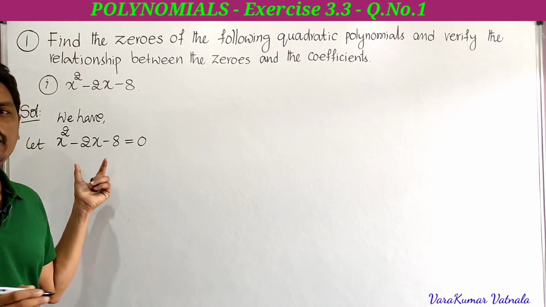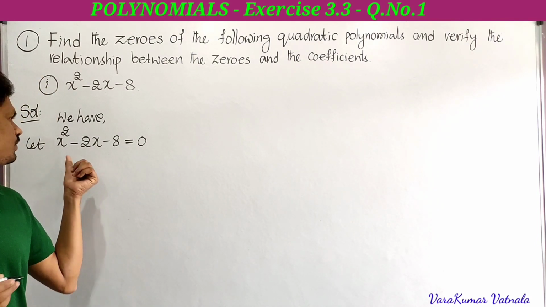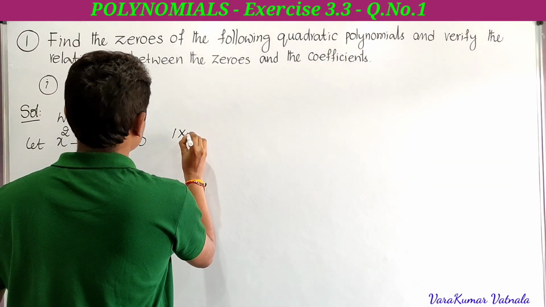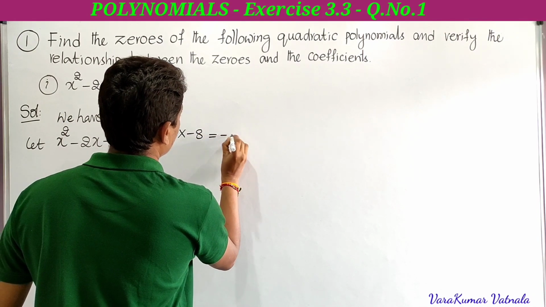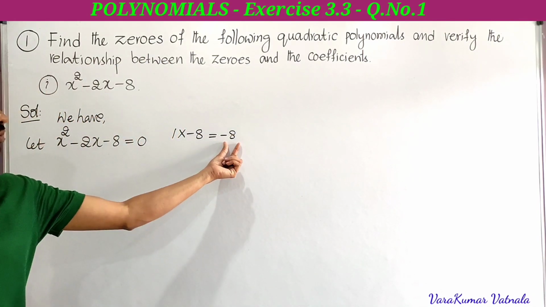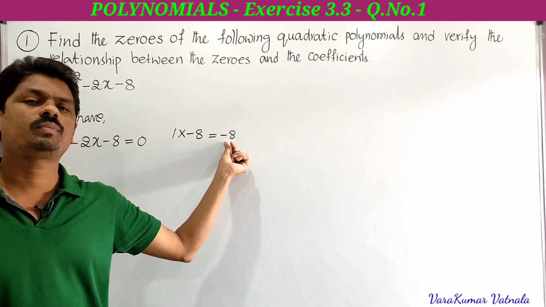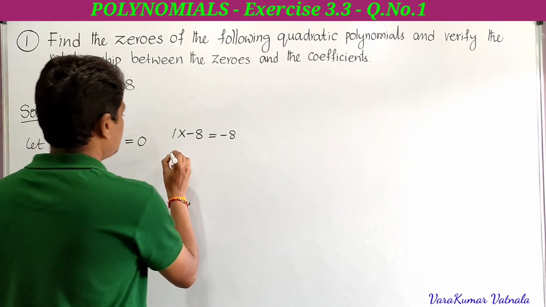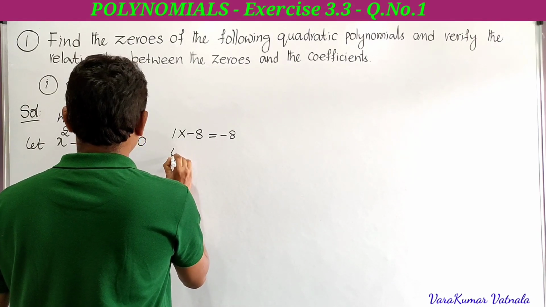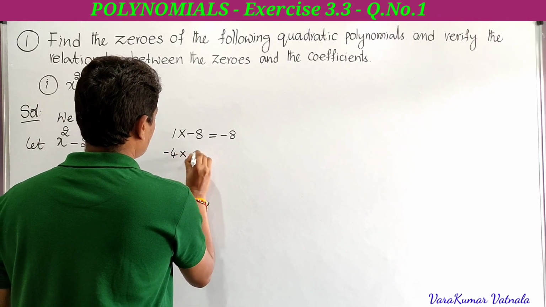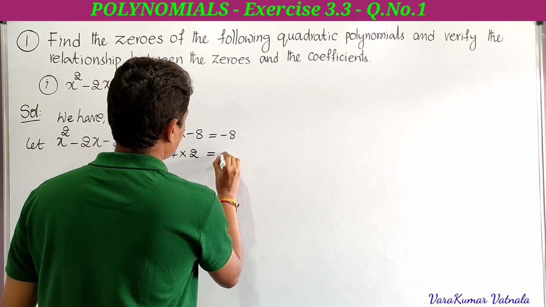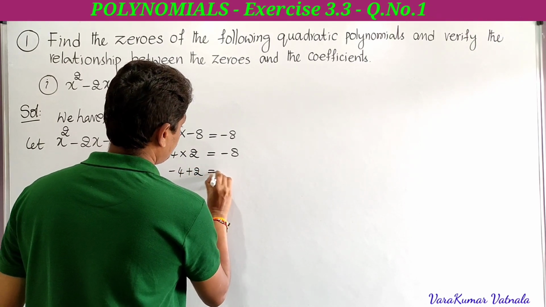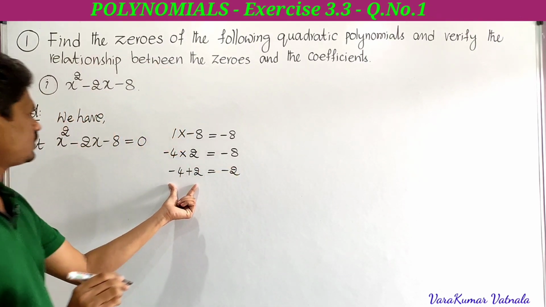Now we have to find the factors by splitting the middle term. For that, the coefficient of x square is 1 and the constant is minus 8. 1 into minus 8 is minus 8. Now we have to select two factors for minus 8. Their product should be minus 8 and their sum should be minus 2. So I am selecting minus 4 and 2. Minus 4 into 2 is minus 8, and minus 4 plus 2 is minus 2. So these two are the factors.